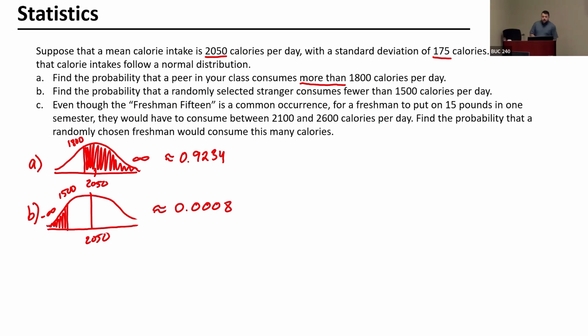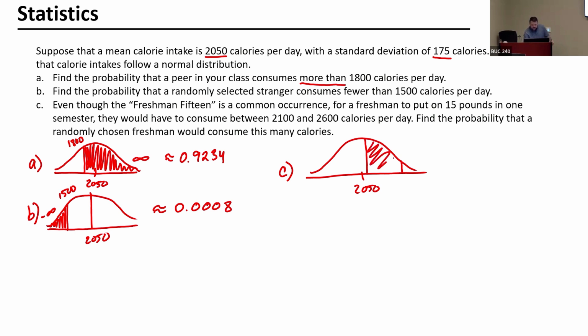The freshman 15 is a common occurrence. For a freshman to put on 15 pounds in one semester, they would have to consume between 2,100 and 2,600 calories per day. Find the probability that a randomly chosen freshman would consume this many calories. That sounds like it's bounded. So I draw my graph. I know I've got 2050 here, 2100 roughly right about here, and 2600 could be right there. Am I going off to infinities anywhere? No, I am bounded between 2,100 and 2,600 calories.